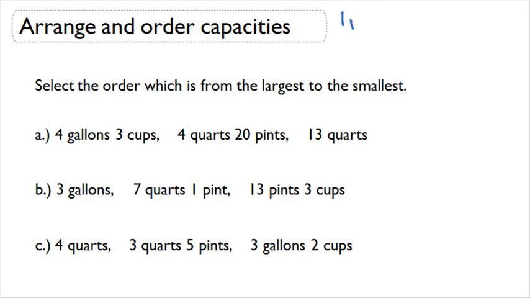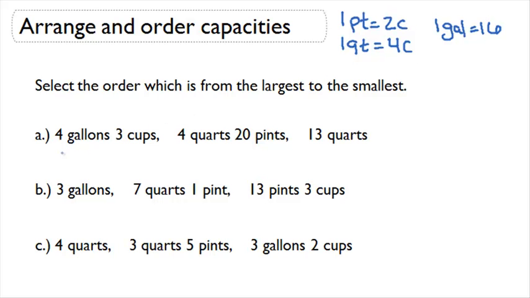So we have 1 pint is equal to 2 cups. 1 quart is equal to 4 cups. And 1 gallon is equal to 16 cups. Now let's look at our options.